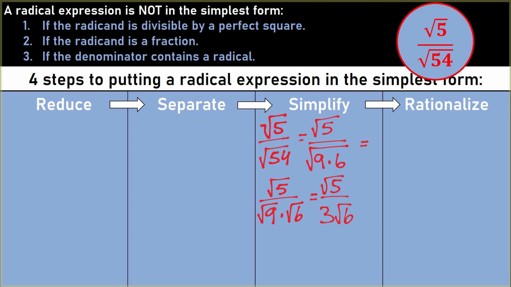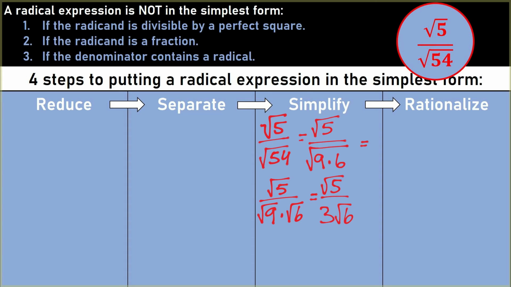Number 1, we've taken care of it. The 5 on the top, there's no perfect square that goes into 5. And then the 6, the radicand on the bottom, there's no perfect square that goes into 6. So we're ready to finish the problem, but we're going to need to rationalize to fix number 3. We need to get the 6, that radical, out of the bottom of our fraction.